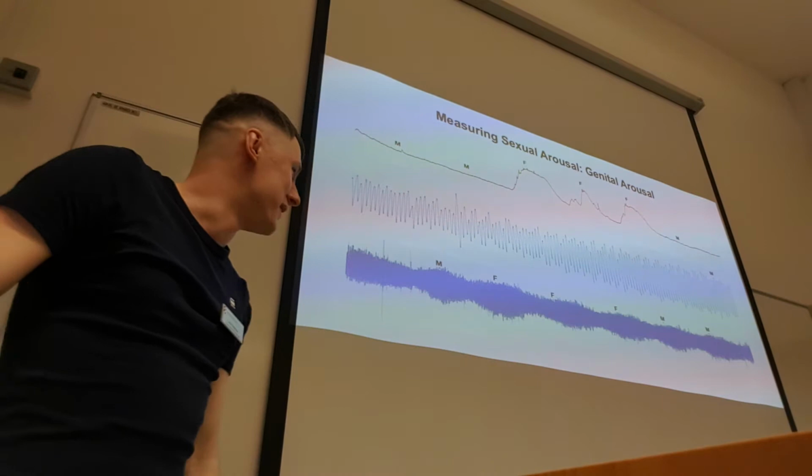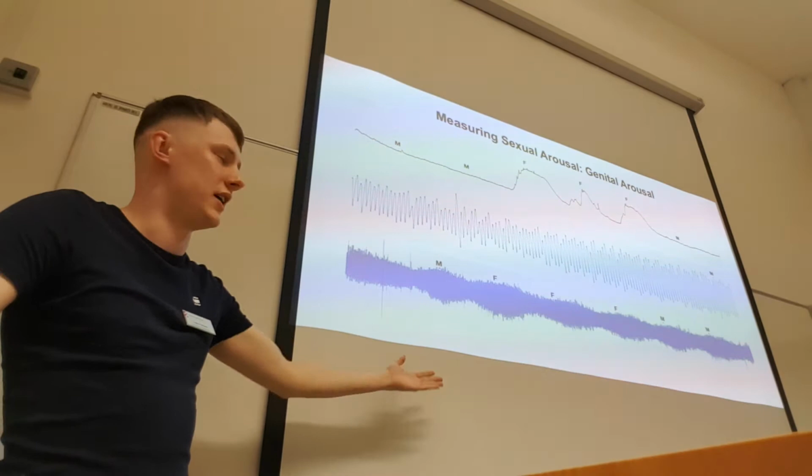Now, the astute among you have probably noticed that she's showing roughly equal arousal to all six, and this isn't because she's bisexual. This is a straight woman, and yet she's showing roughly equal arousal to all of them.